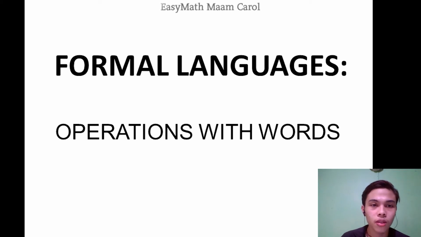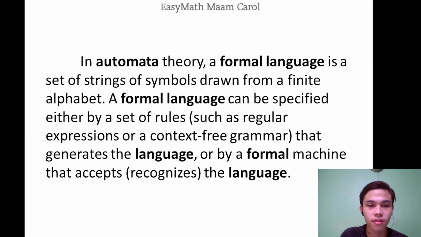So I'm going to discuss formal languages operations with words. So let's start. In automata theory, a formal language is a set of strings of symbols drawn from a finite alphabet. A formal language can be specified either by a set of rules, such as a regular expression or a context-free grammar that generates the language, or by a formal machine that accepts or recognizes the language.